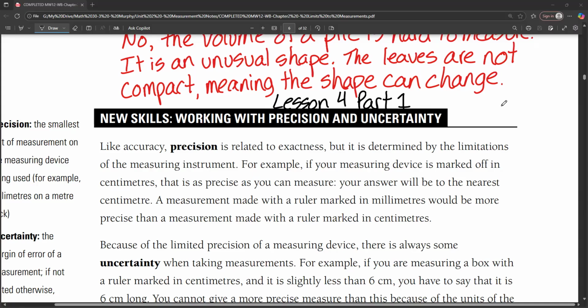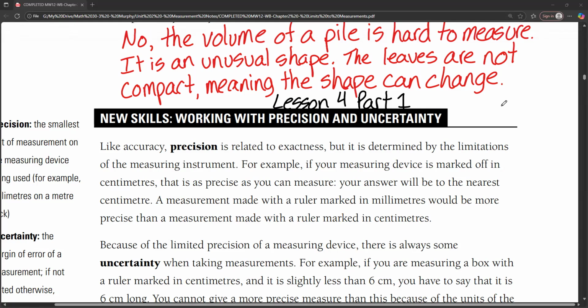Okay, this is measurement lesson 4, part 1. Our new skill today is going to be working with precision and uncertainty. In the last lesson, we talked about accuracy, and it's making sure that when you measure something, someone can come along right after you, use the same measuring device and get the same answer. That's an accurate measurement.